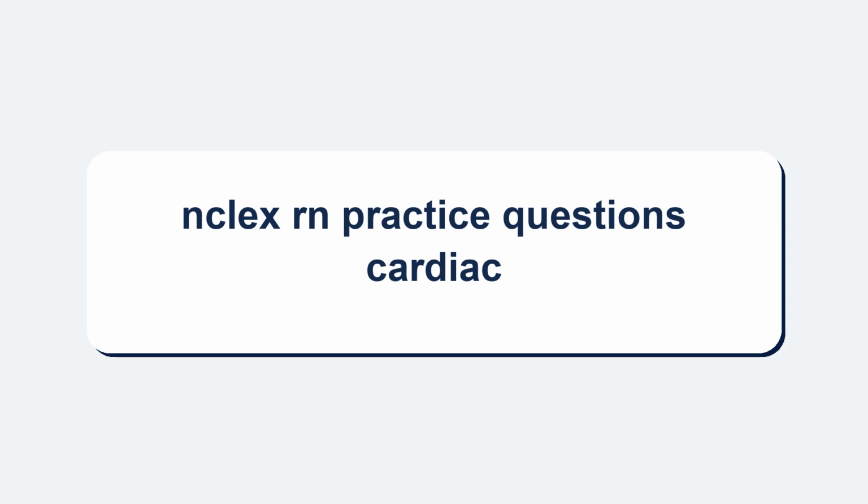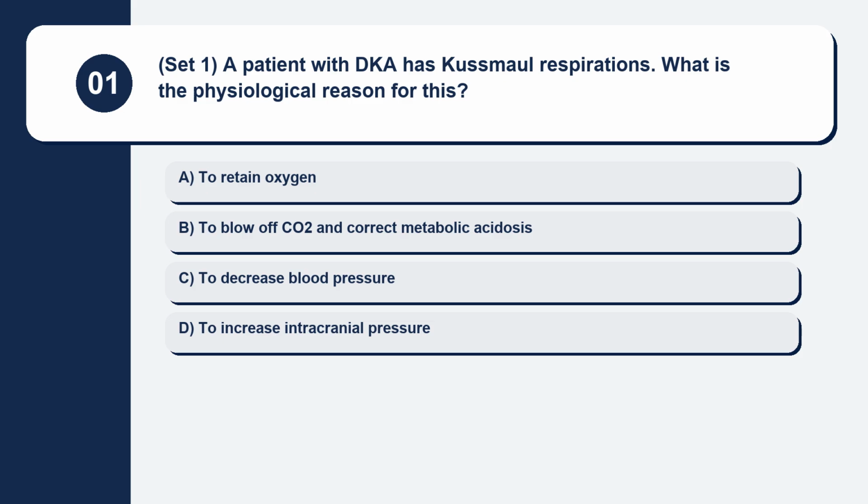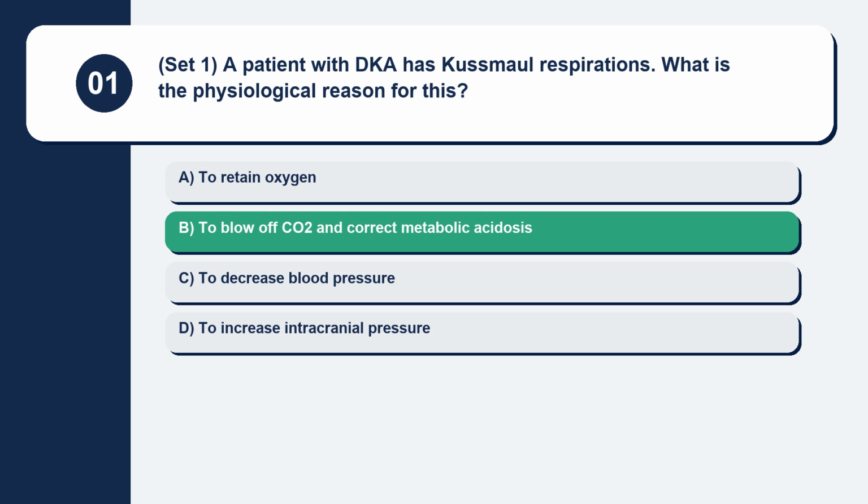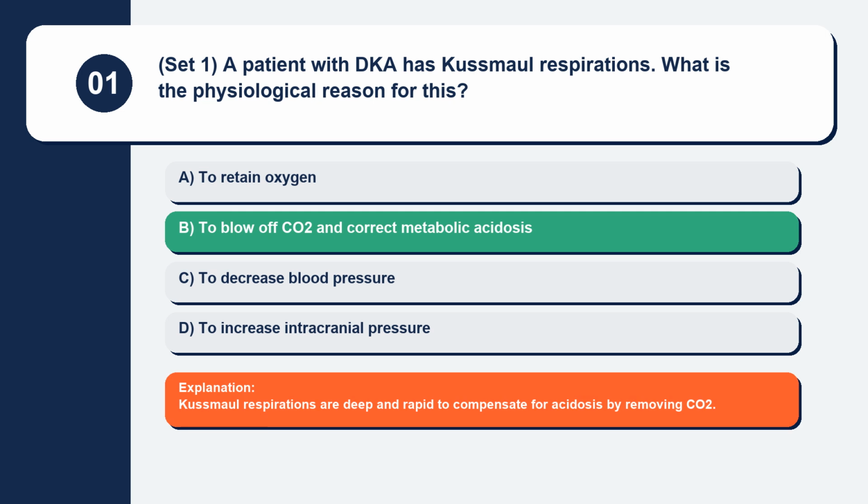NCLEX RN practice questions, cardiac. Question 1. Set 1. A patient with DKA has small respirations. What is the physiological reason for this? To retain oxygen, to blow off CO2 and correct metabolic acidosis, to decrease blood pressure, to increase intracranial pressure. Small respirations are deep and rapid to compensate for acidosis by removing CO2.